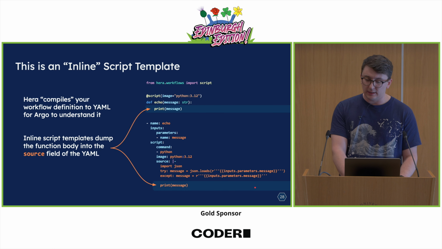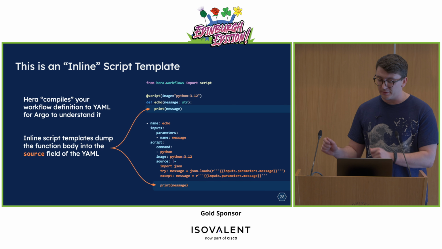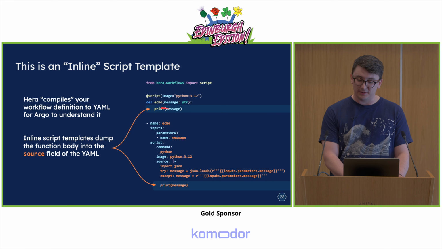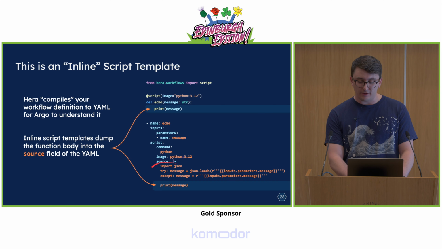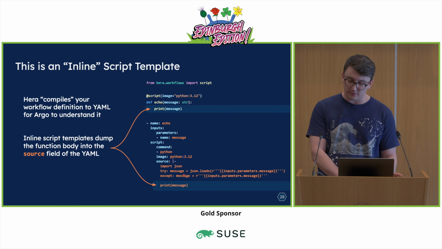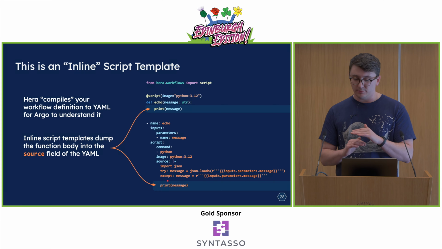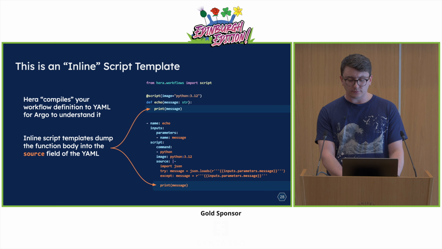So what we're looking at here is an inline script template. So, revealing the magic behind the curtain a bit. It's not just give me an image. It will take that image and run it, but Hera adds a little bit of boilerplate to load some input parameters for you, and your function will be pasted in basically. It's exactly what you wrote.